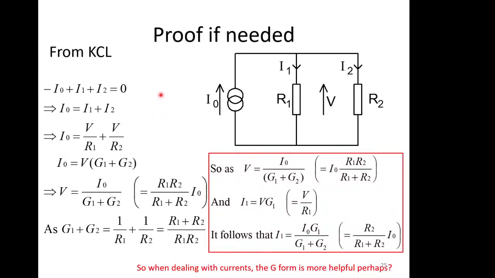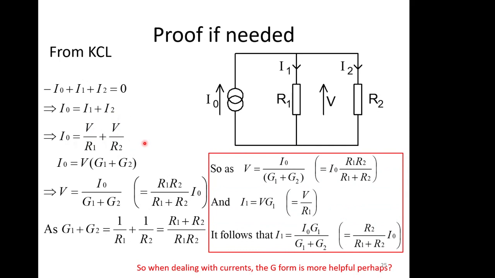So we do exactly the same kind of thing to get a proof from this. From Kirchhoff's current law, what goes in must come out, we can say, because of our definitions, so it's important to understand your definitions, minus I0 plus I1 plus I2 equals 0. Therefore, I0 equals I1 plus I2. It's just that rearranged. And then we substitute Ohm's law in for these two currents, and we get I0 equals V over R1 plus V over R2.